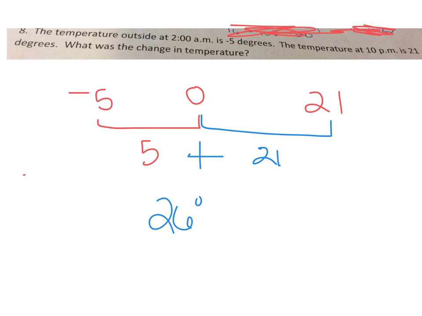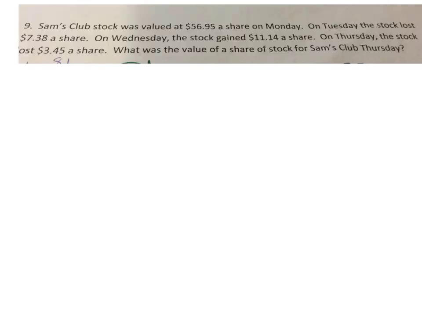All right, lastly, number 9. Question number 9 is a stock problem. Your calculator comes in handy here, but you still have to show the process that you do. So to begin with, it says our stock is going to begin at a value of $56.95 on Monday. So I'm going to write down $56.95.